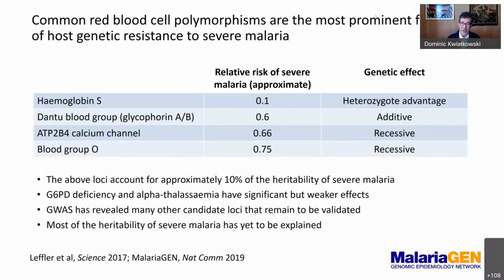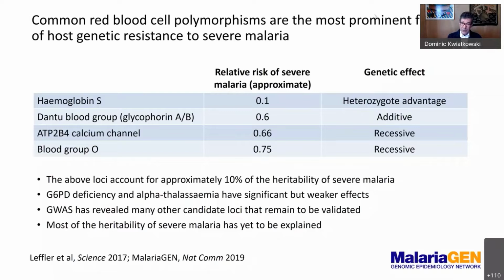Now those loci are strong signals, but what we can do is work out from genomic data how much of the heritability of severe malaria they account for. And our data suggests they only account for about 10% of the total heritability. So there's a lot of stuff that we still haven't discovered despite this large study.